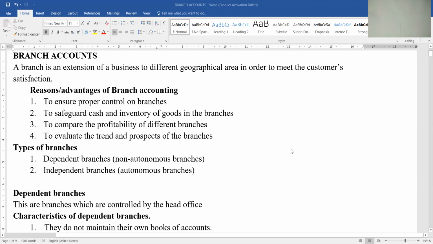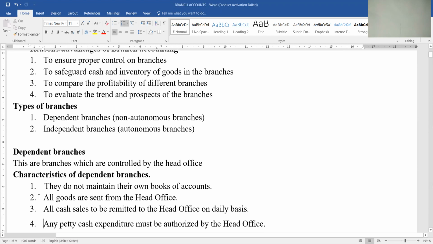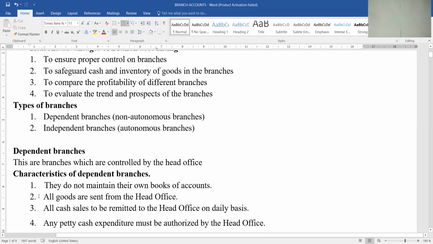Then we have types of branches. I have said we have dependent branches, also called non-autonomous, and we have independent branches. To start with, dependent branches are branches which are controlled by the head office.